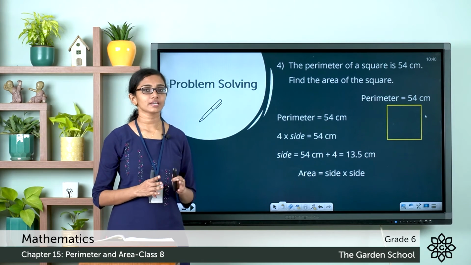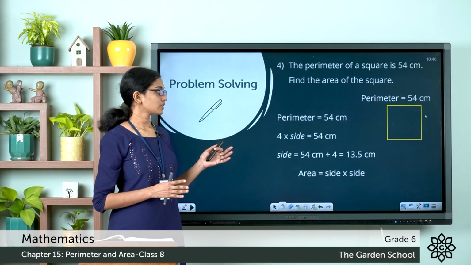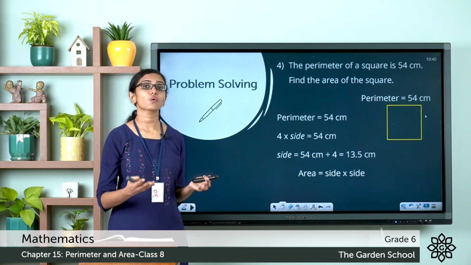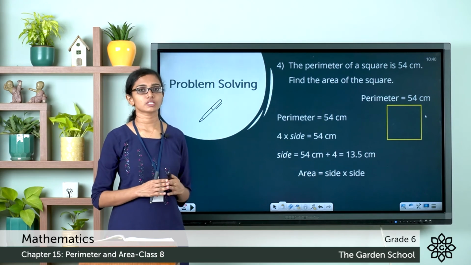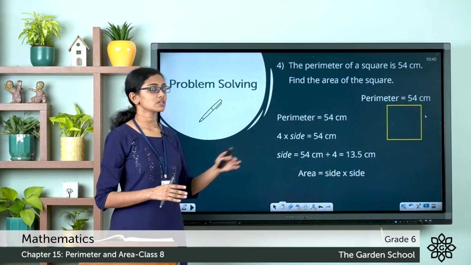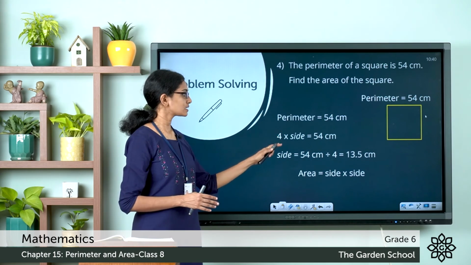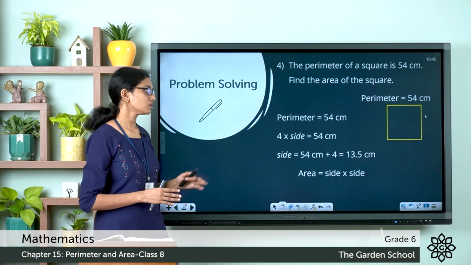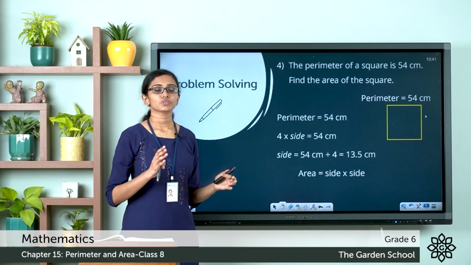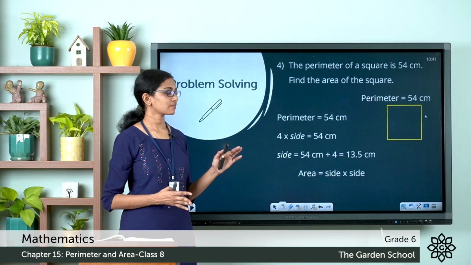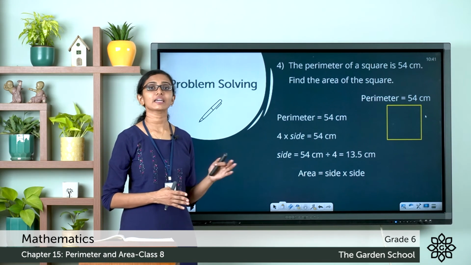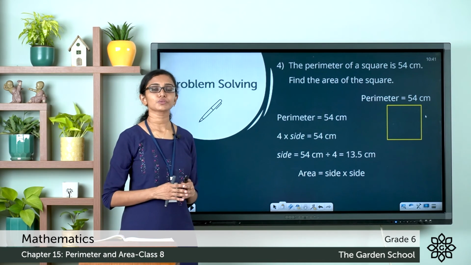The perimeter is given as 54 centimeter, and we know the perimeter of a square is equal to 4 times the length of a side. So 4 times the side is equal to 54 centimeter. Hence, side is equal to 54 centimeter divided by 4, which gives you 13.5 centimeter. So this is the side of the square. Now that we know the length of the side, we can find out its area with the formula area is equal to side into side. Please do draw the figure in your notebook, write down the steps and find out the area.